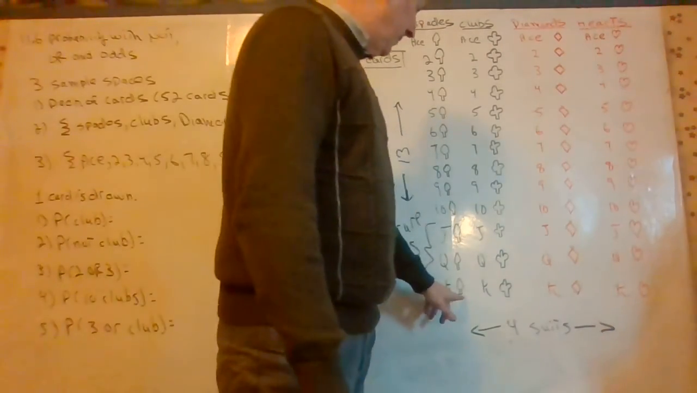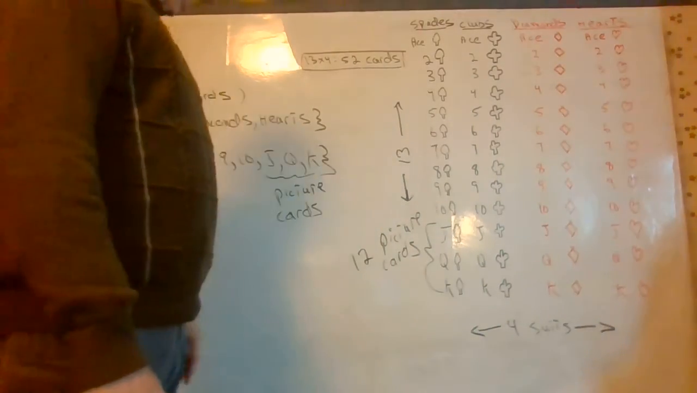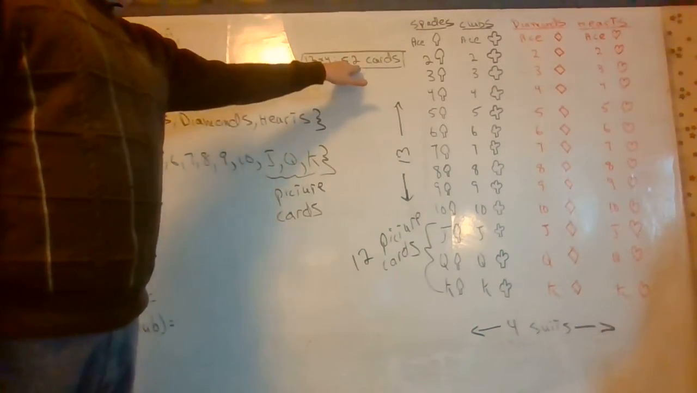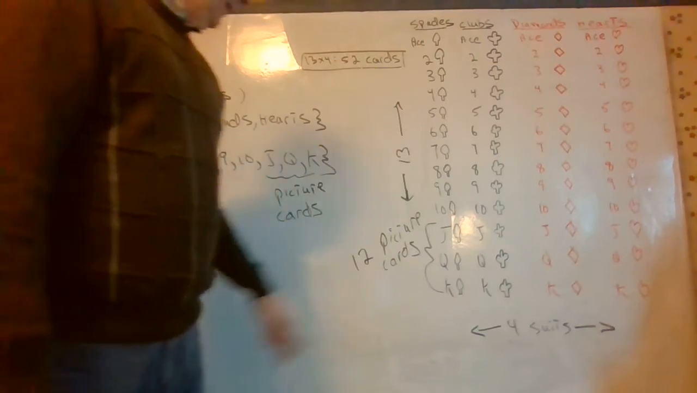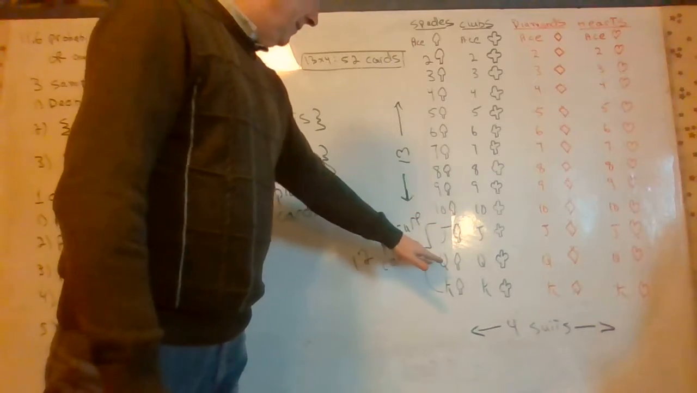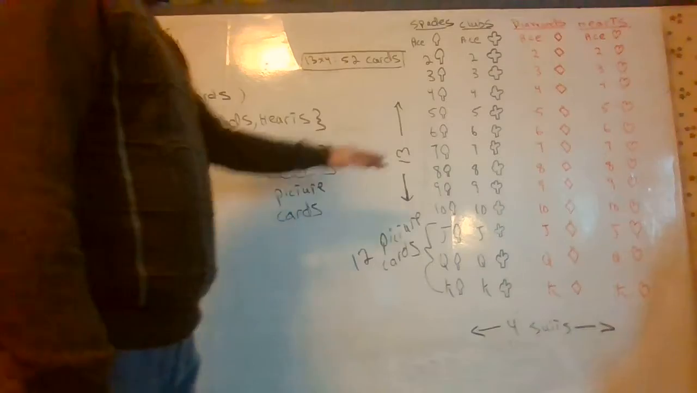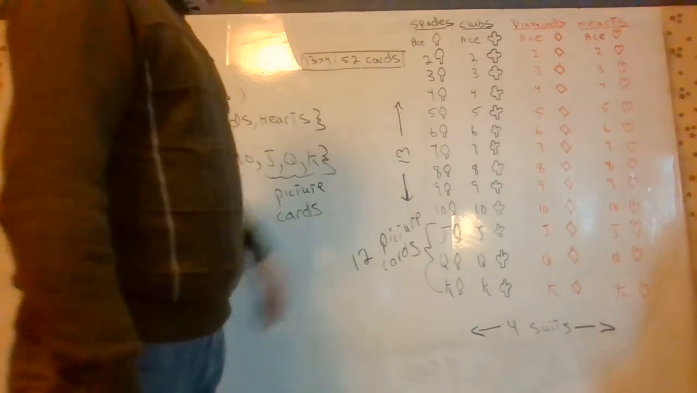4 suits. These are called spades, clubs, diamonds, and hearts for obvious reasons. 13 times 4 is 52 cards. The jack, queen, and king are called picture cards. There are pictures of a jack, a queen, and a king, actual people on the cards. That's why they're called picture cards. The rest of these are not picture cards.